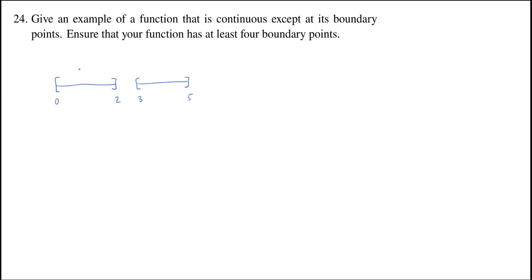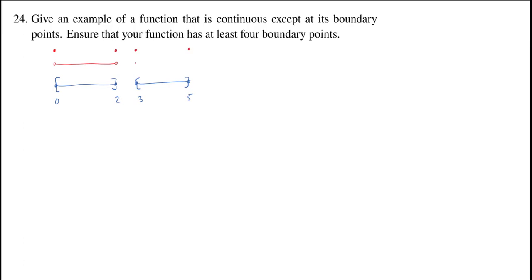Fine. So I want to define maybe a function on here. It has 4 boundary points, 0, 2, 3, and 5. And I want it to be continuous except at those boundary points. So this seems pretty reasonable. What if I just make it jump up to, I don't know, whatever this level is at the endpoints, and then have it jump down to a different level? Okay, and I can do the same thing over here. I'll just copy everything.